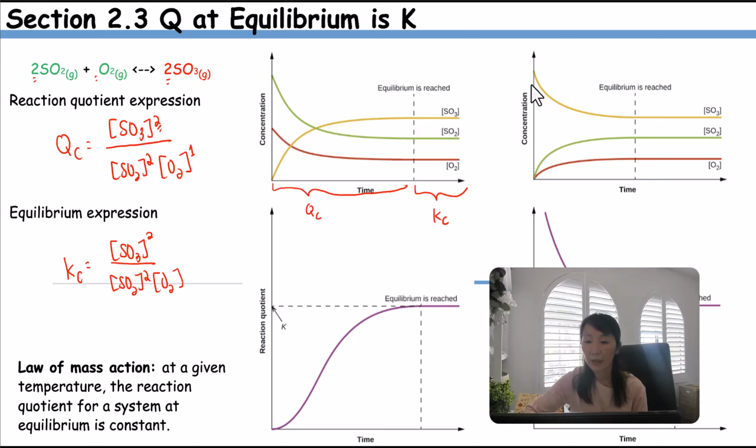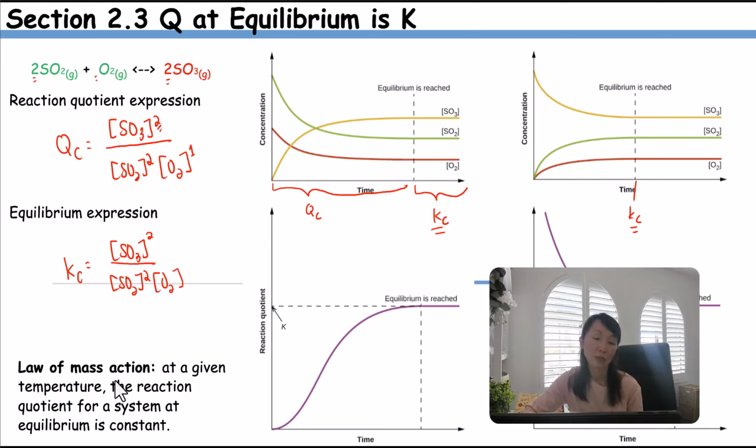And it doesn't really matter. This value where the QC, from, say, you only have the product, you only have SO3, and as time passes, that starts to diminish, whereas reactant is being formed. Well, you're going to reach a certain point, and that's going to be Kc. Whether you go from the forward or you're coming from the reverse direction, you're going to end up with the same value of the Kc.